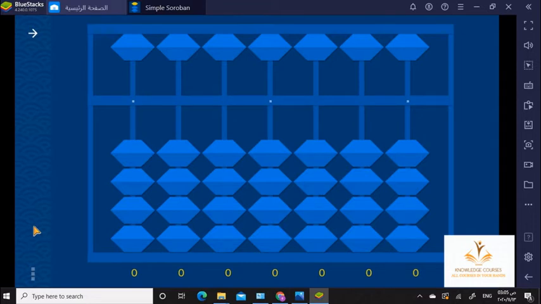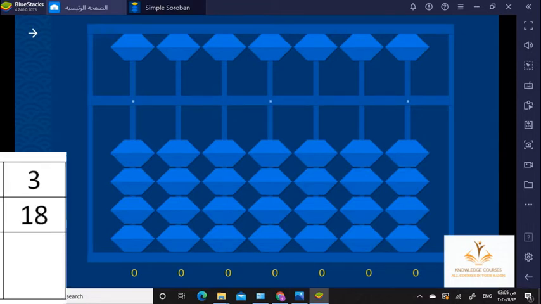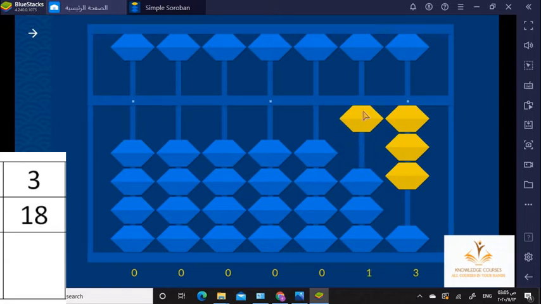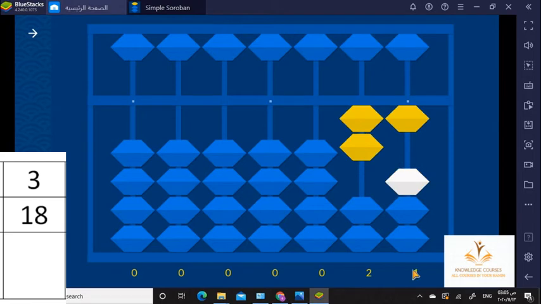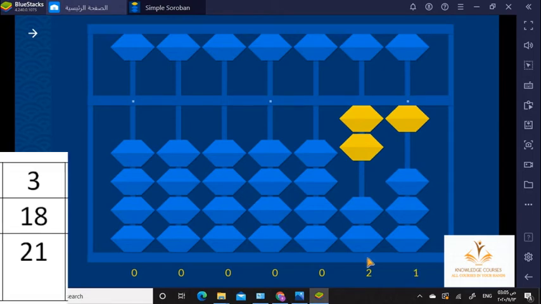Another example. 3 plus 18. 3 plus 18. 1. And I can't represent it in the unit. So we use the big helper. Big helper of the 8 is 2. I activate 10 and minus 2. So the solution is the 21.